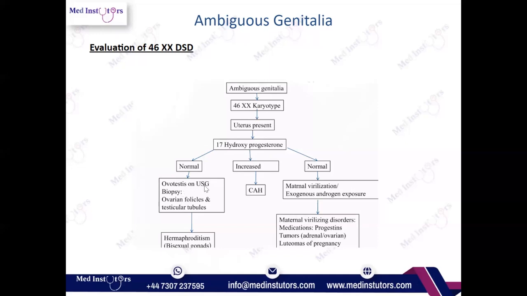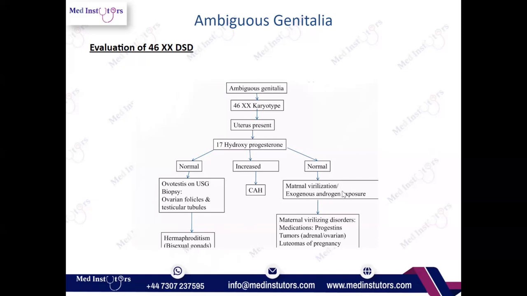You may do an ovarian or testicular ultrasound. You may order a biopsy to find out other pathologies. There may be true hermaphroditism. That means the baby may have bisexual gonads, which is also a cause of ambiguous genitalia.